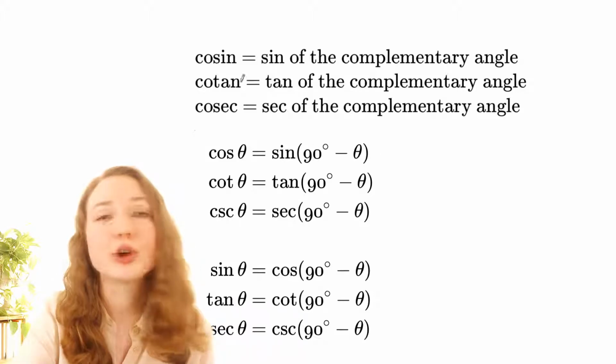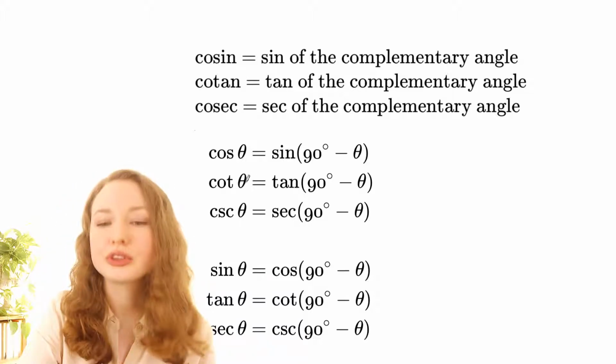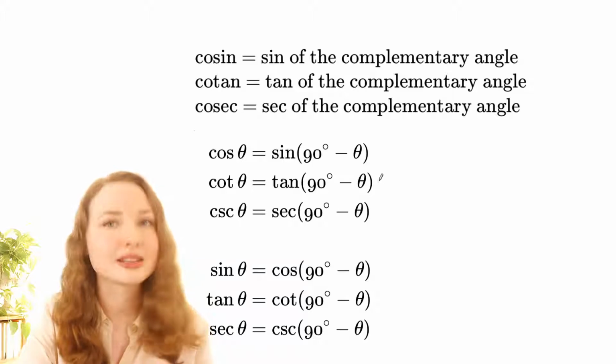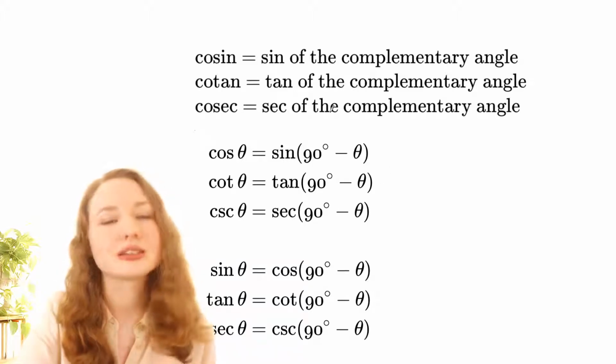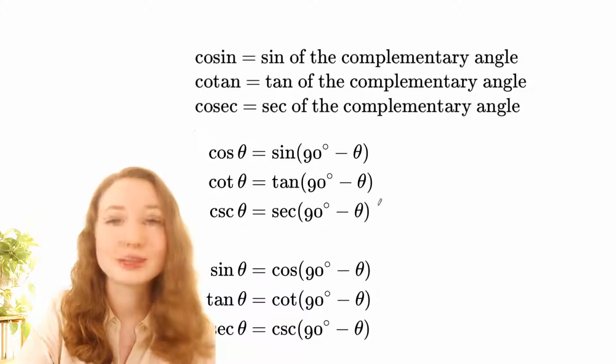And likewise, cotan means tan of the complementary angle. So cot theta is tan of 90 minus theta. And cosec is sec of the complementary angle. So cosec theta is sec 90 minus theta.